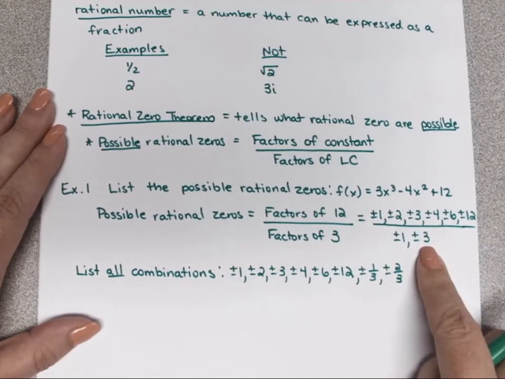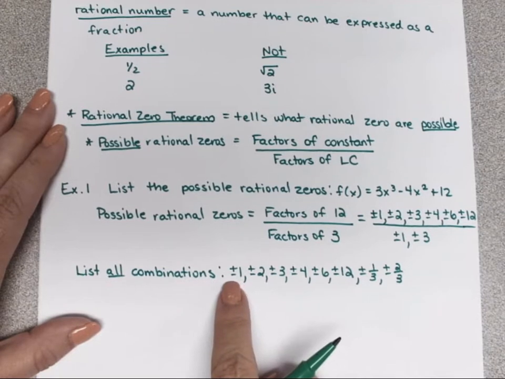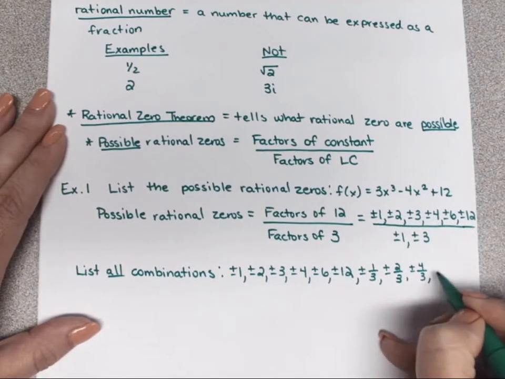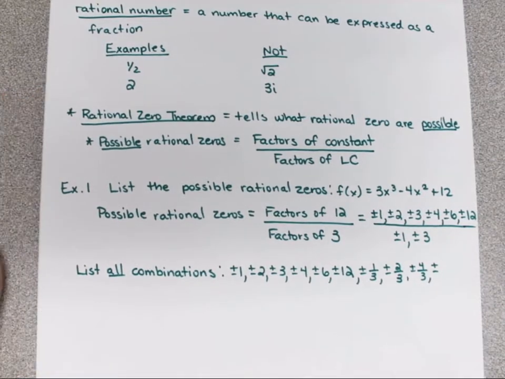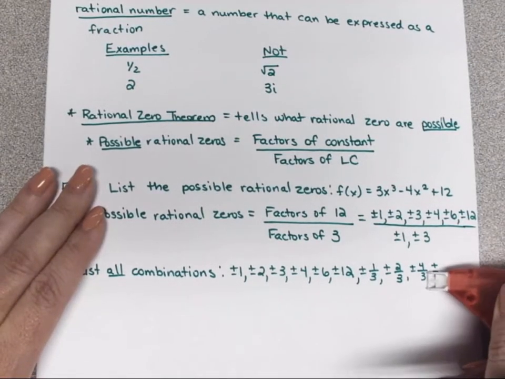How come? What is 3 over 3? 1, and I already listed that here, so I don't need to duplicate. But I've got 4 over 3. I don't need to list 6 over 3, because that's what? 2. And then 12 over 3 is 4, so it looks like that's actually the end of my list.